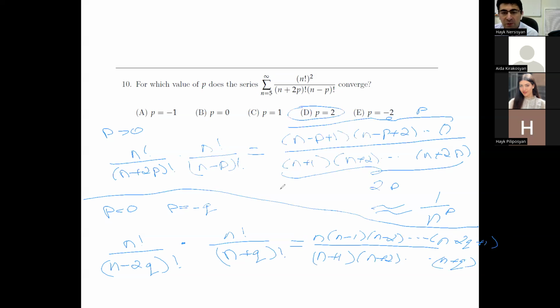So again, on the numerator we have 2q terms, n to the power of 2q. The denominator will contain n to the power of q. So we can use the term test here to see that it tends to infinity, not 0. So it is divergent. No limit comparison test needed here. By the term test, for negative p, that is -1, -2, etc., it is divergent.